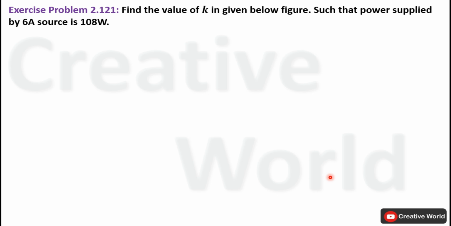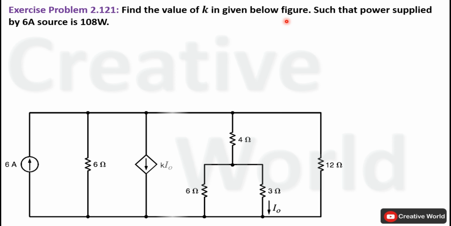Exercise problem number 2.121. Find the value of K in the given figure such that power supplied through the 6 ampere source is 108 watt. This is the circuit diagram of the given problem. Inside this network we have to find the value of this constant K. One information is given: power supplied through this 6 ampere source is 108 watt.